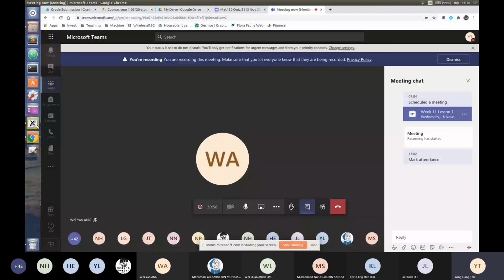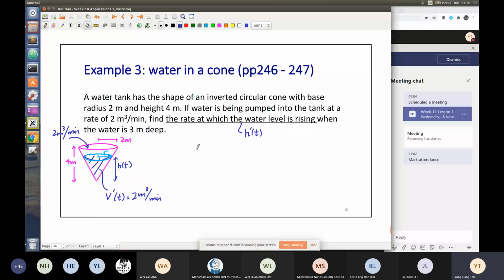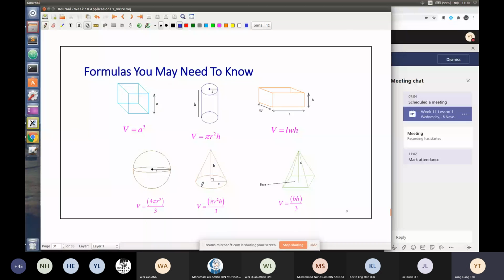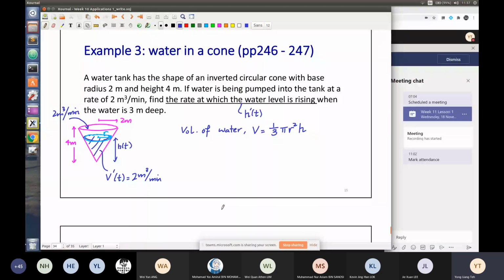So let me continue. Let me just put volume. The volume of water is given by V, and that is equivalent to 1/3 pi r square times h. Let me verify that: pi r square h over 3. So let me go back. This is our step 1 already, so we found the relationship. Then step 2, so what do we do?